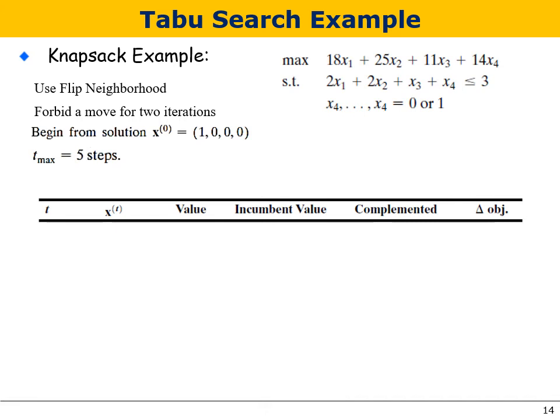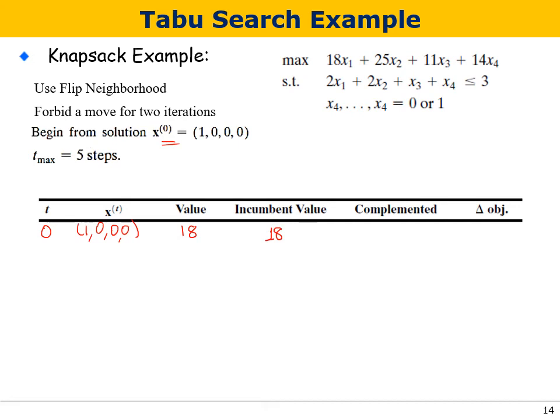So we will start from step 0, the initialization step. So when t is equal to 0, this initial solution is given to us. So that initial solution is 1, 0, 0, and 0. And the objective function value of this solution is 18 when you put it in the objective function. And incumbent value, what is the best solution that we identified until now? We always keep it in memory, so it's 18.